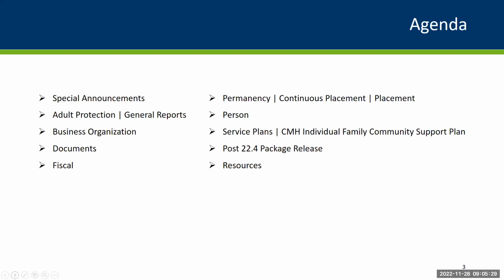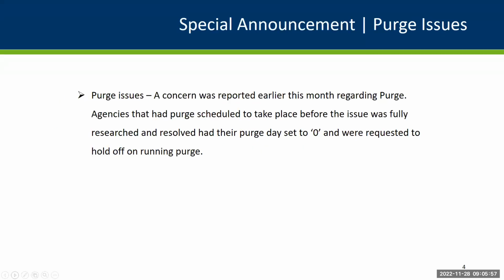Today's release training will cover the following functionality changes: special announcements, adult protection general reports, business organization, documents, fiscal, permanency, continuous placement, person, service plans, CMH, individual family community support plan, package release, and resources. Marcia's up first with the special announcements. Take it away, Marcia. Thanks, Ross.